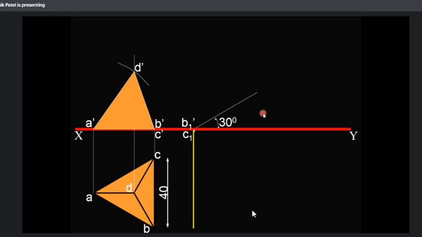Triangular pyramid is resting on the side CB. Now, the lateral face containing that side is inclined to the HP plane. So which side will we incline? B dash, D dash, because your side CB is resting here. So the lateral face is B dash, D dash, and we will incline it 30 degrees.